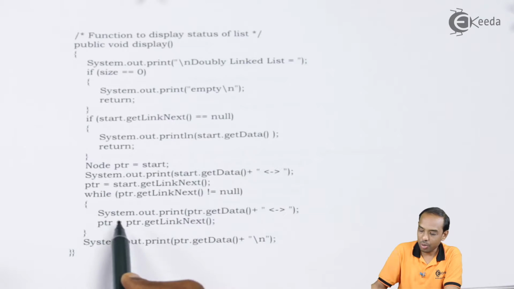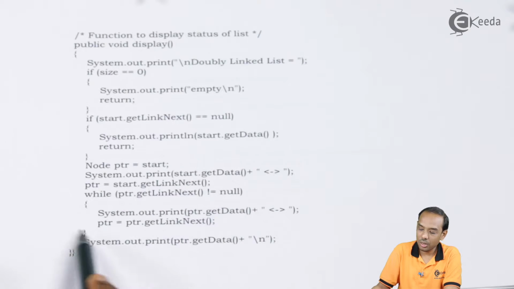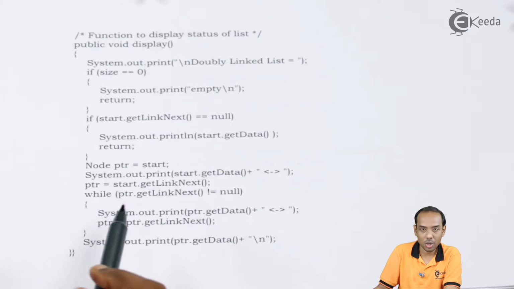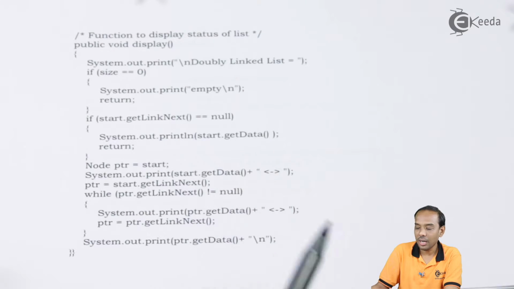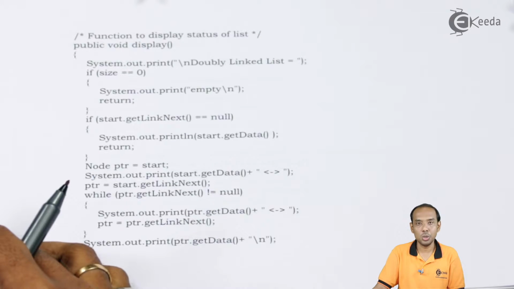So you're going to write ptr equal to ptr dot get link next. So like this we can traverse through the values of the ptr. Okay, once we are done with this one, we need to start printing the values. So I'm going to write ptr dot get data. So like this I can transfer the values to the user.